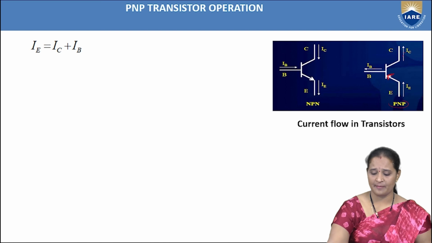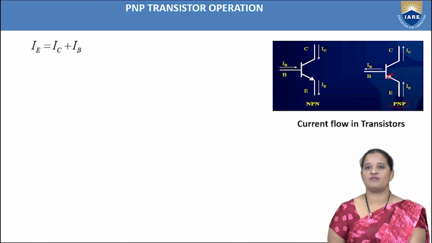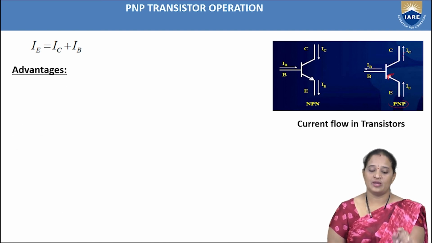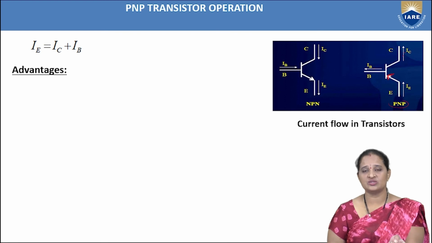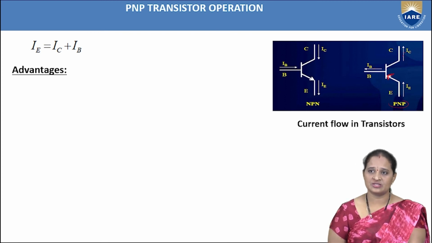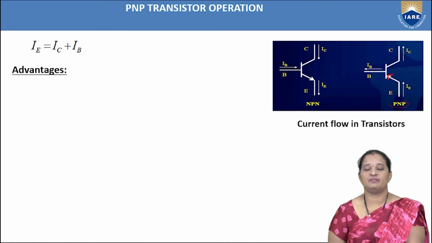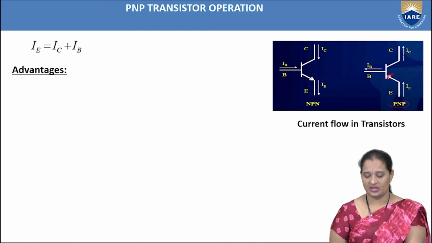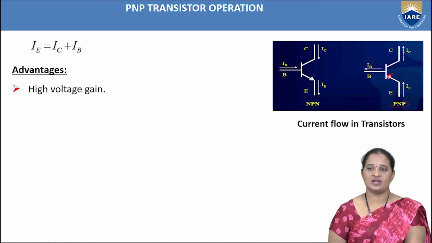So again, if we apply the KCL here, we can have IE is equal to IC plus IB. And this equation holds good for both NPN transistor and PNP transistor. That means this is a valid equation for both NPN transistor and PNP transistor, that we have to remember.